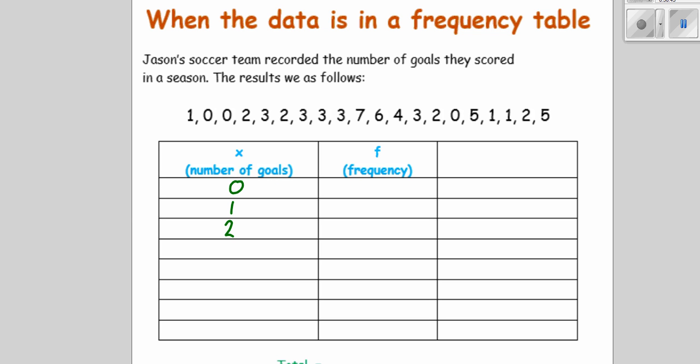Could you skip one if you didn't have it? Yeah, it's not wrong if you don't. You would just have to put in a frequency of zero if you wanted to keep it in there. But you don't need to in the table if there's none.